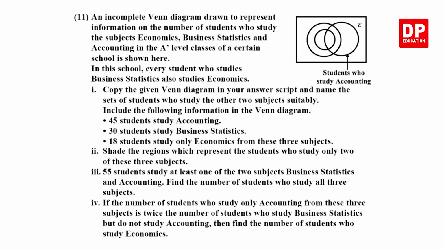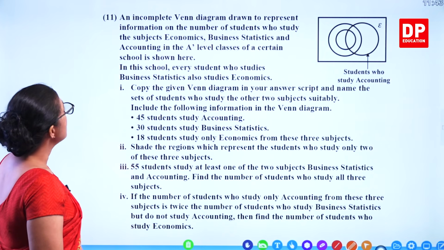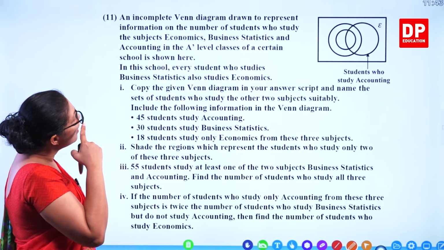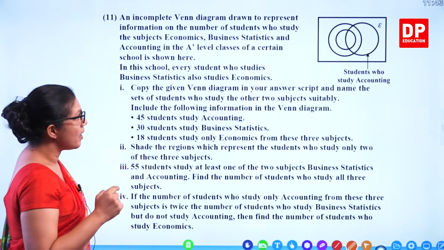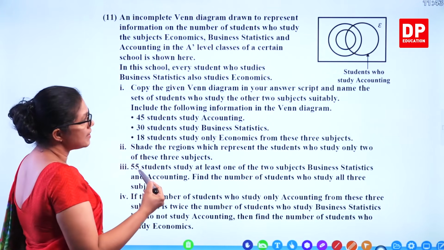Now you can do question number 11. So this is about Venn diagrams. And you get 4 parts. So we'll do it step by step.